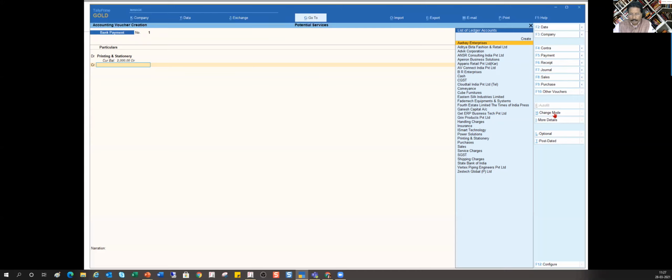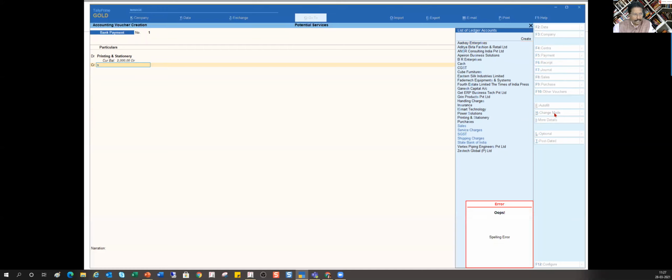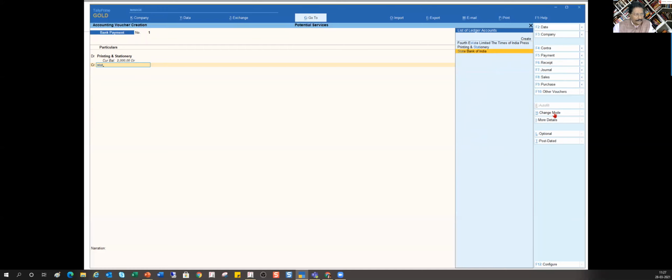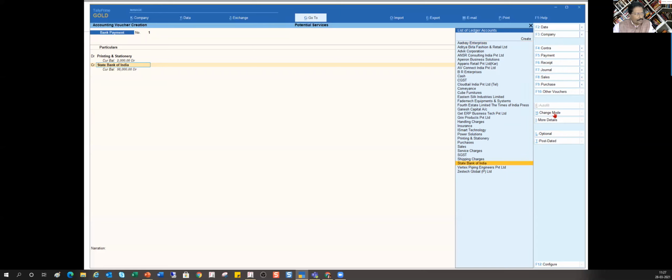So I'm going to credit my bank account to State Bank of India. And like for example, if you see, every time I have to type State Bank of India and all those things. Now this is where you have another very nice feature in Tally.